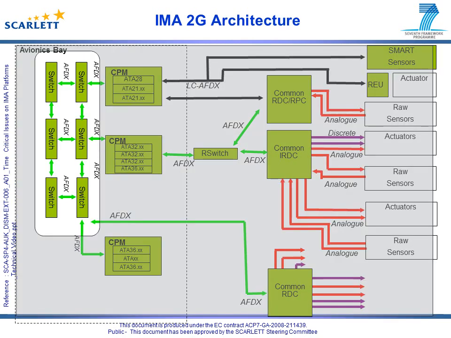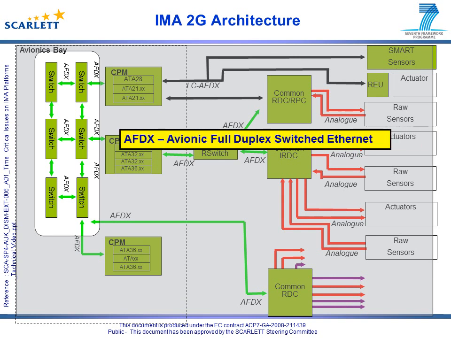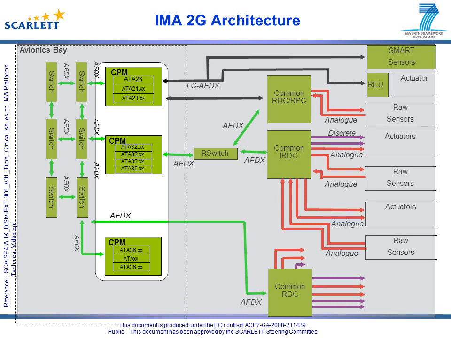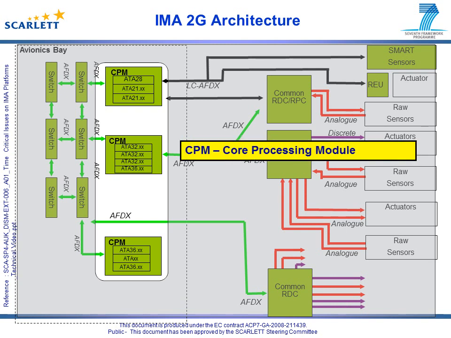This is a basic diagram of the IMA2G approach. The main AFDX network is similar to the IMA1G. However, in this implementation, some of the AFDX switches may be located away from the avionics bay to simplify installation of wiring. A fundamental difference is the separation of processing and I/O. We now only have CPMs, no I/O, for processing and dedicated but common devices for handling the I/O.